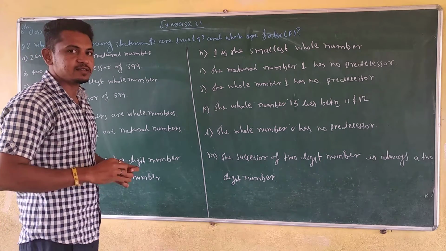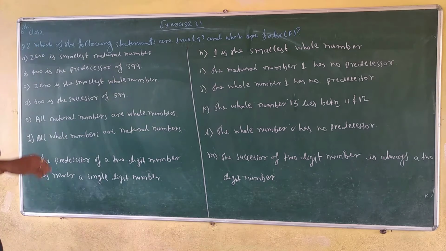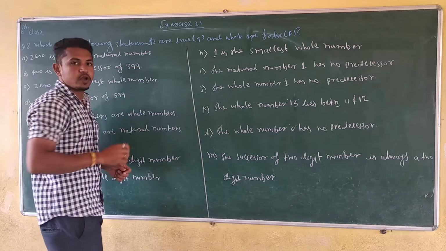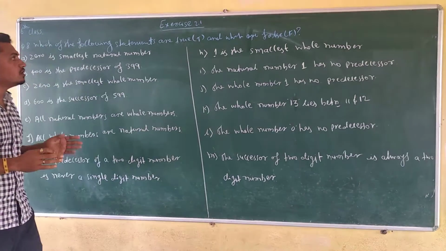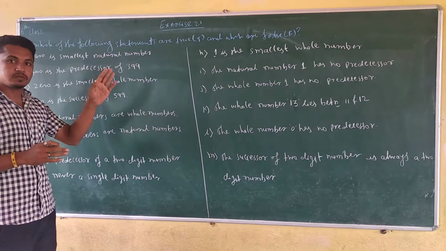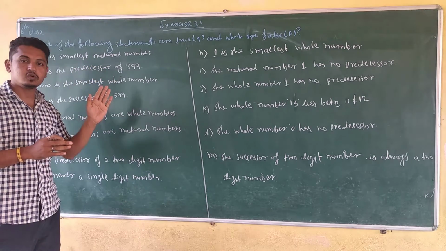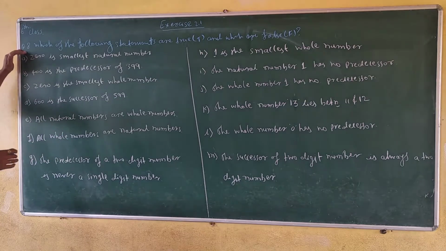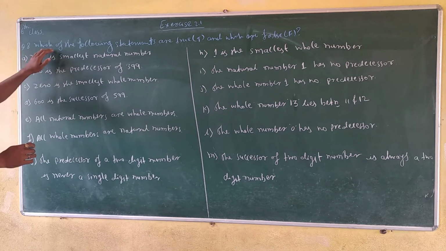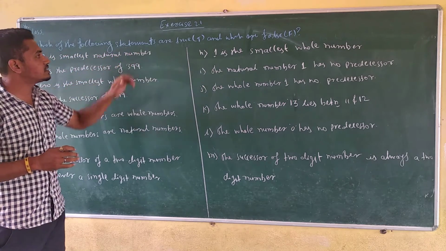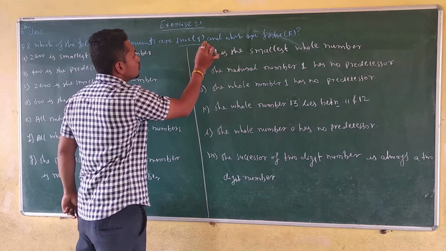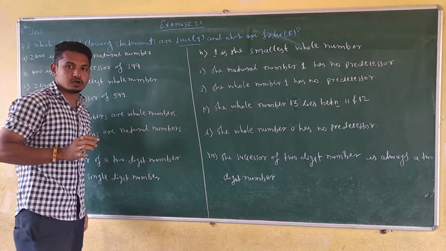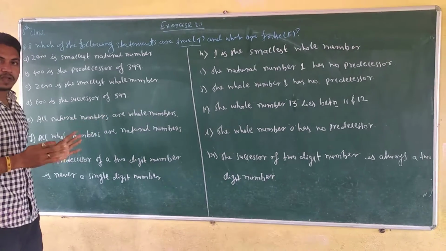So hello my dear students, today in this class we have to discuss exercise number 2.1. In the last class we already saw exercise 2.1 from question number 1 to 7. So this is question number 8. Which of the following statements are true and which are false? Now we have to find out and justify.